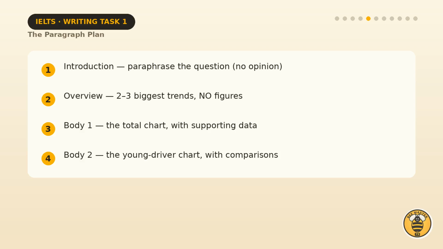A Band 9 answer follows a clear 4-paragraph plan. First, an introduction that paraphrases the question. Second, an overview with the 2 or 3 biggest trends and no numbers. Then 2 body paragraphs, one for each chart, packed with supporting figures and comparisons.